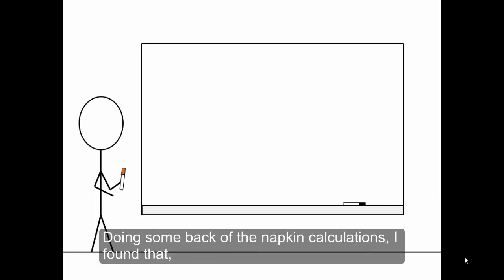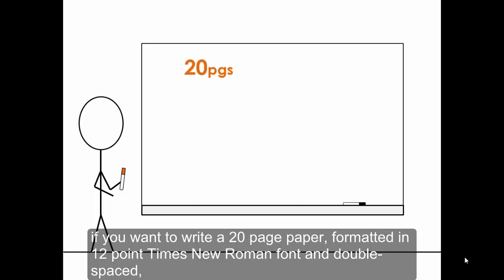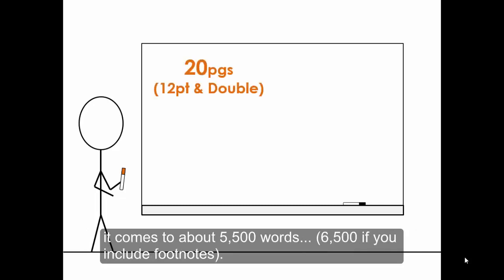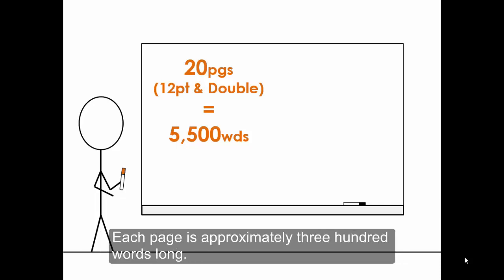Doing some back-of-the-napkin calculations, I found that if you want to write a 20-page paper formatted in 12-point Times New Roman font and double-spaced, it comes to about 5,500 words. 6,500 if you include footnotes. Each page is approximately 300 words long.